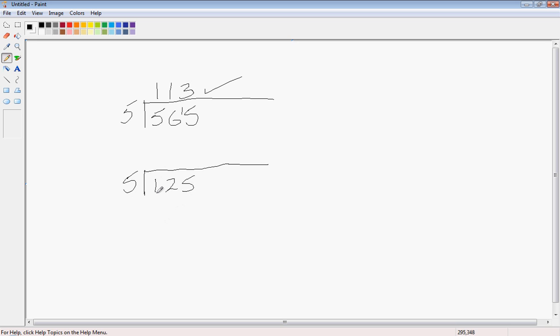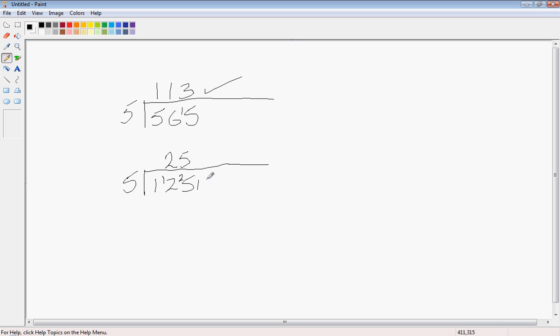Now 5's into 1. Now we know we can't divide 5 into 1 because 1 is less than 5. So all we do is we carry this number, the 1, over to the next number. So the 2 now becomes 12. So we start again. 5's into 12. I know 2 5's are 10, which leaves me a remainder of 2. So the remainder just keeps getting carried across. So 5's into 25, I know 5 5's are 25.